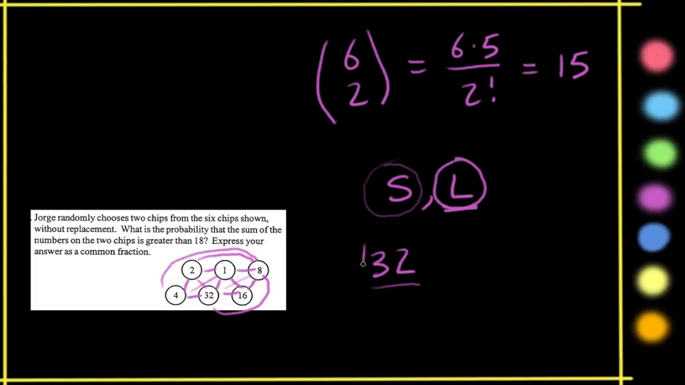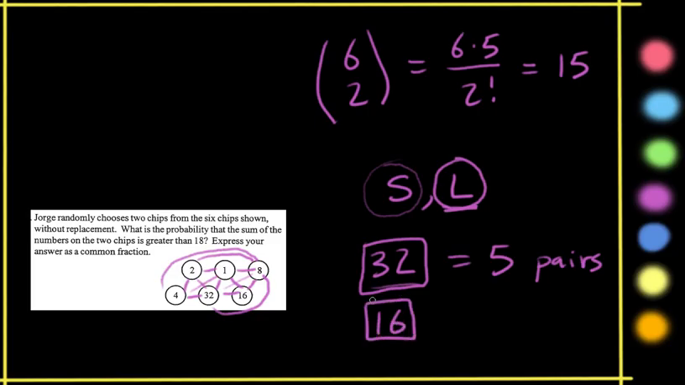So if 32 is the large one, that gives me 5 pairs, 5 pairs where 32 is the larger one. What about if 16 is the largest one of the 2?